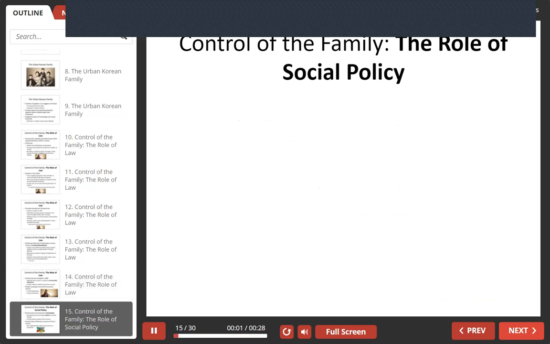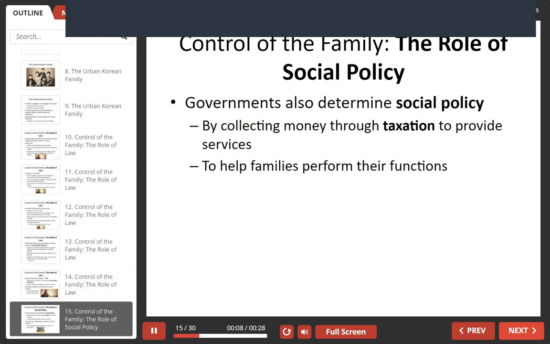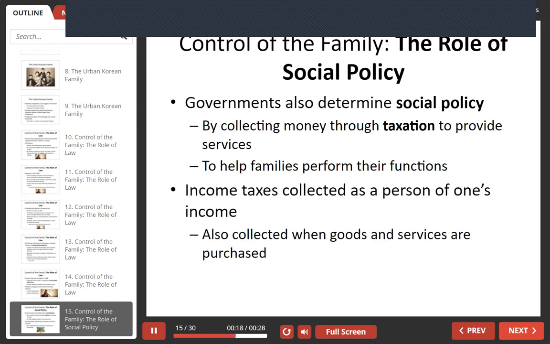So now we're going to be looking at the role of social policy in the context of families. Governments also determine social policy. This is by collecting money through taxation to provide services in order to help families perform their functions. Income taxes are collected as a percentage of one's income. Also, tax is collected when goods and services are purchased.